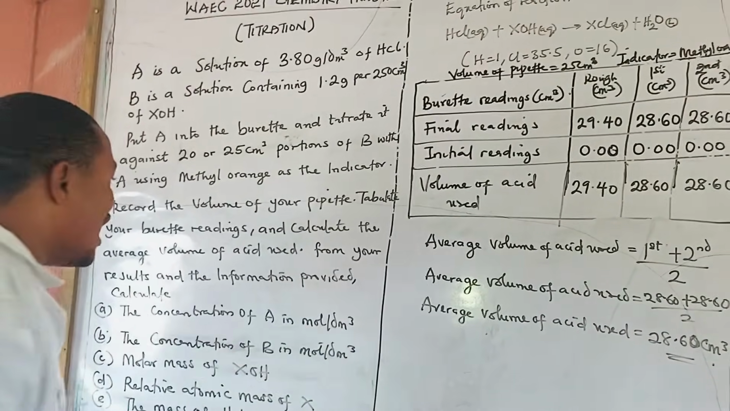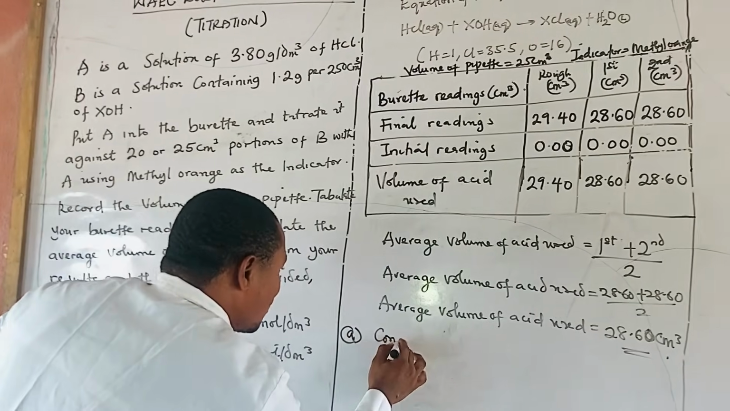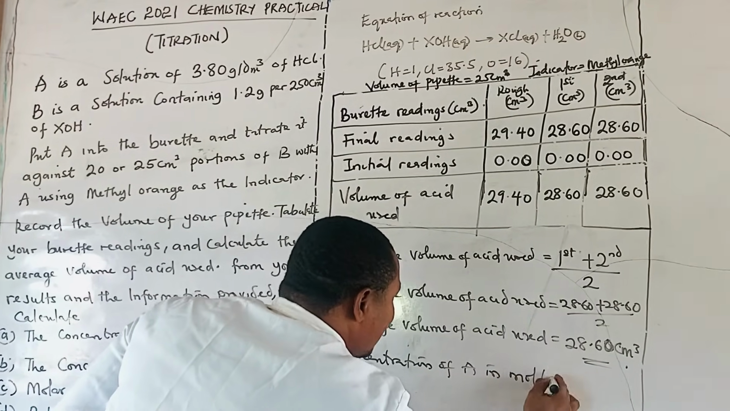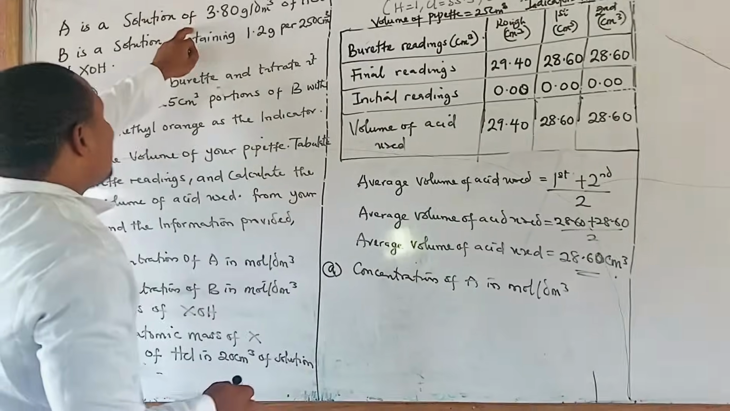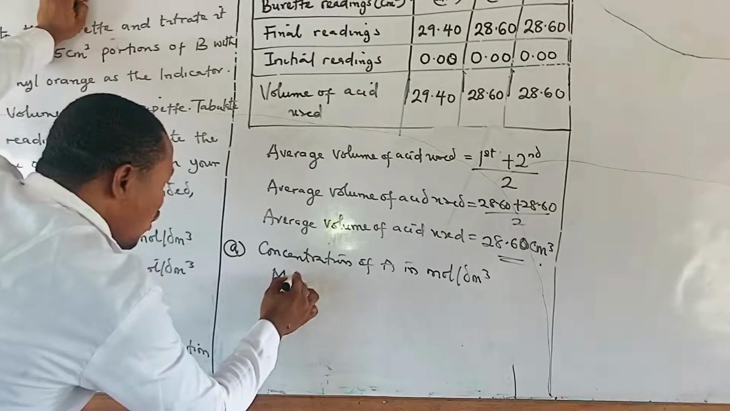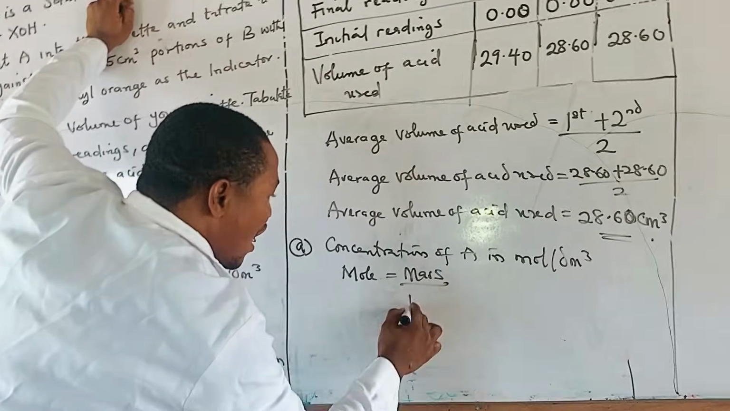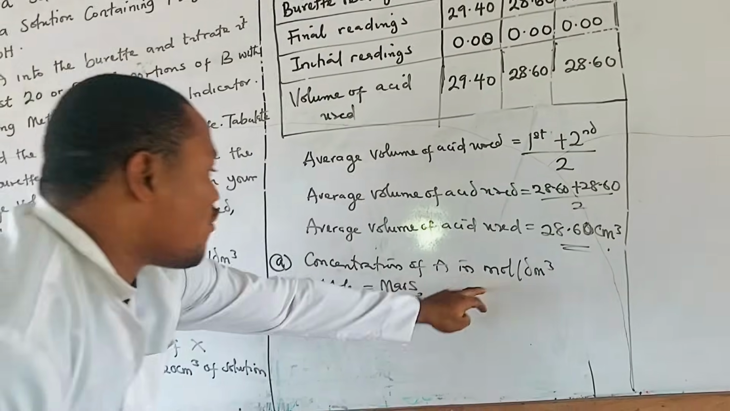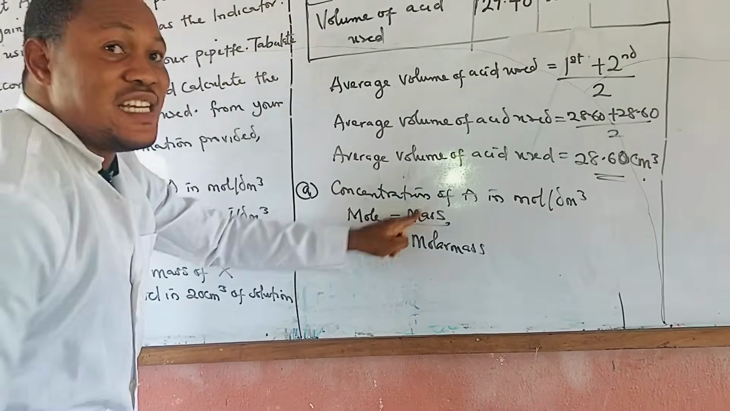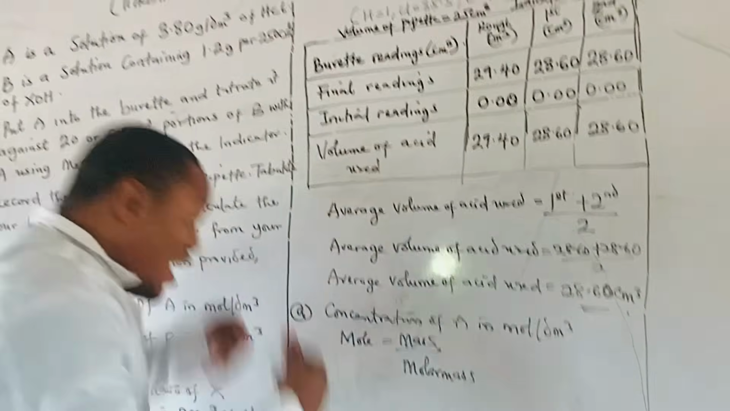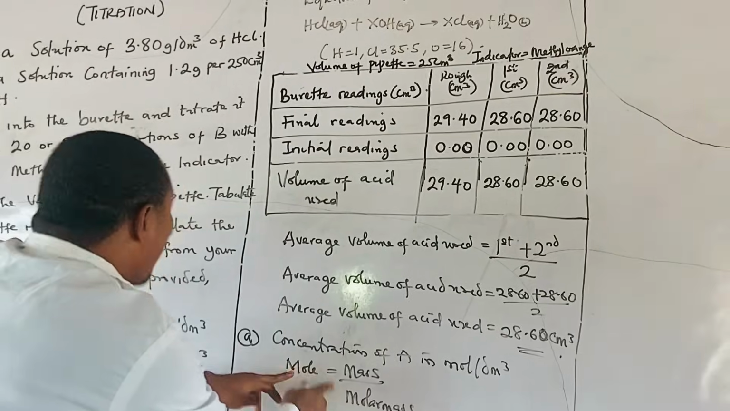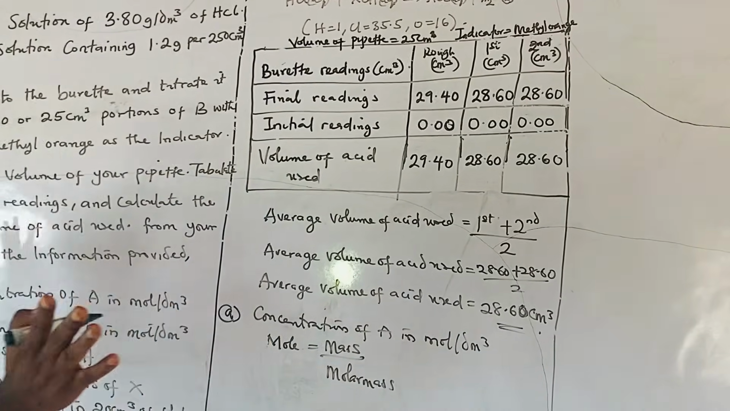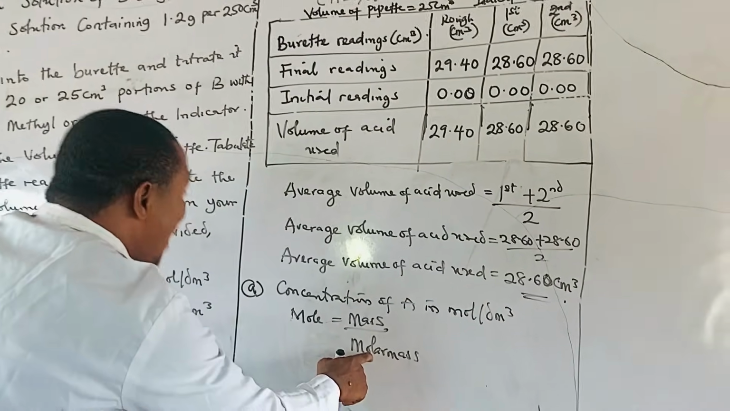So the concentration of A now. The question says concentration of A in mole per dm cube. Now, if you look at this, our A, we know that our mole is equal to what? Our mass over molar mass. Yes. So we are looking for the concentration of A in mole per dm cube. They gave us the mass already, and we can calculate the molar mass of HCl. Even if they give you in mole and ask you to calculate the mass, since they gave you in mole, you just multiply by the molar mass, you get the mass. So very, very easy. But we need to get the molar mass of HCl first.